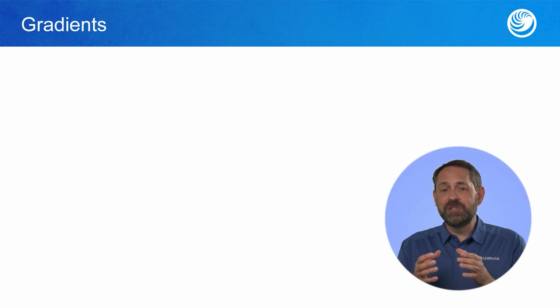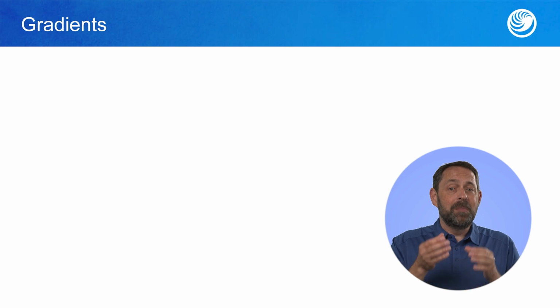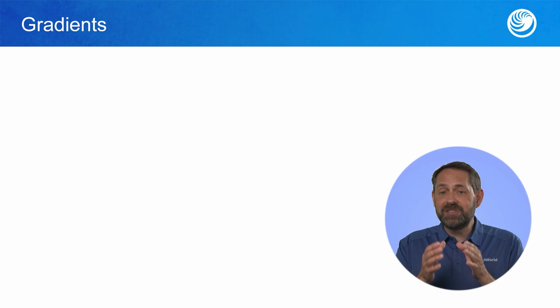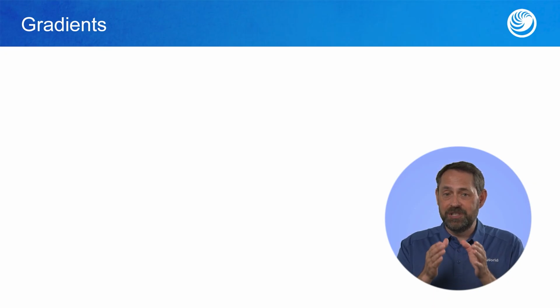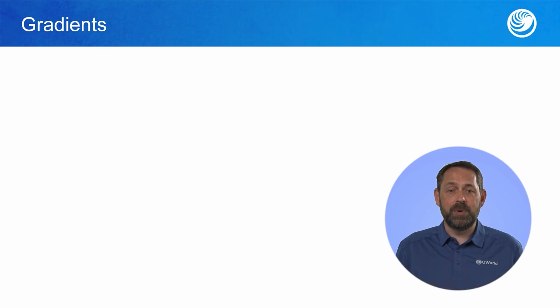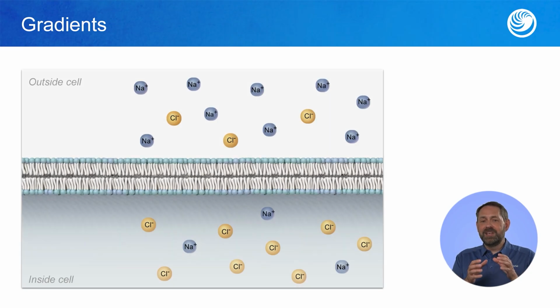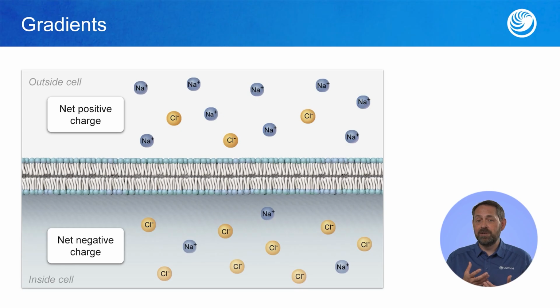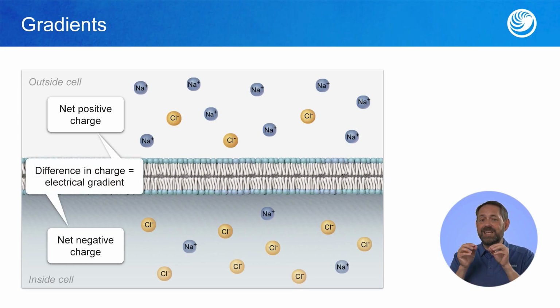We've seen how concentration gradients can power transport, but ions also carry charge. This means their movement doesn't just create chemical concentration differences, it also generates electrical gradients across the membrane. Let's see what this means for cells. When ions, such as sodium and chloride, are transported across a membrane, they can create an unequal distribution of charge between the inside and outside of the cell. This difference in charge is called an electrical gradient.